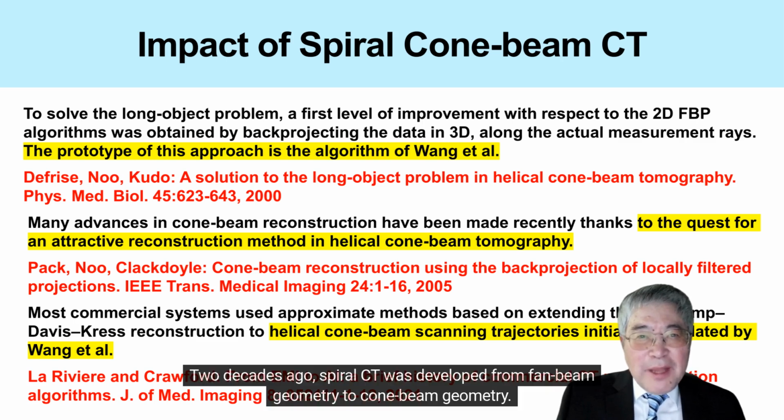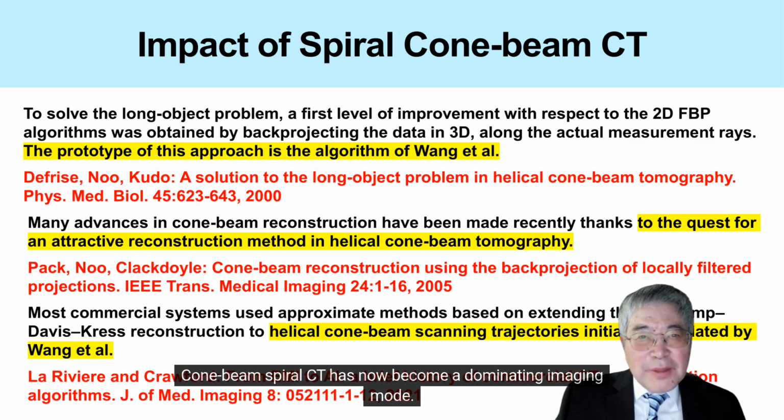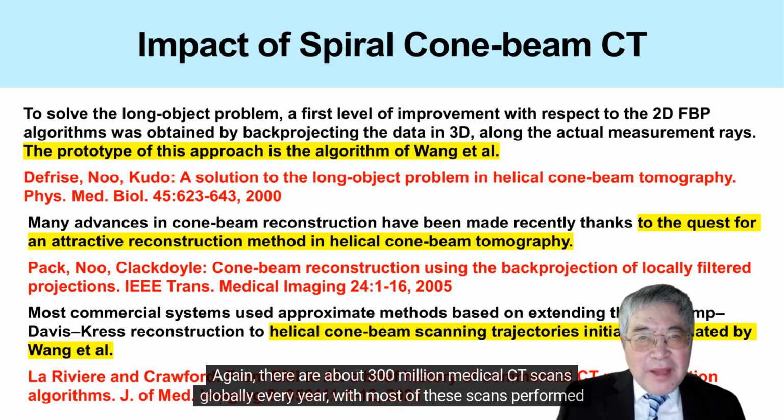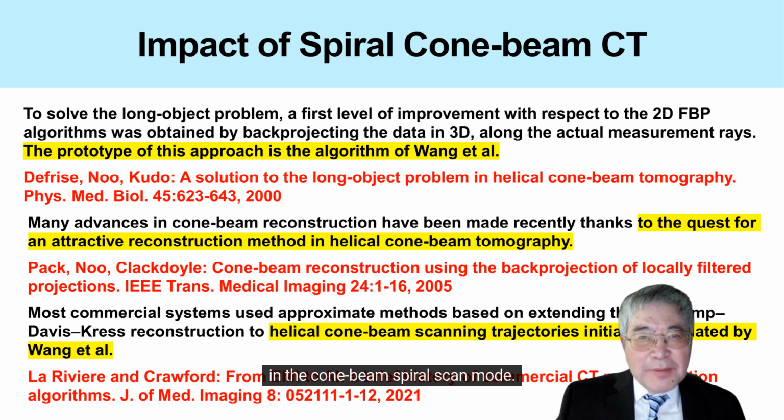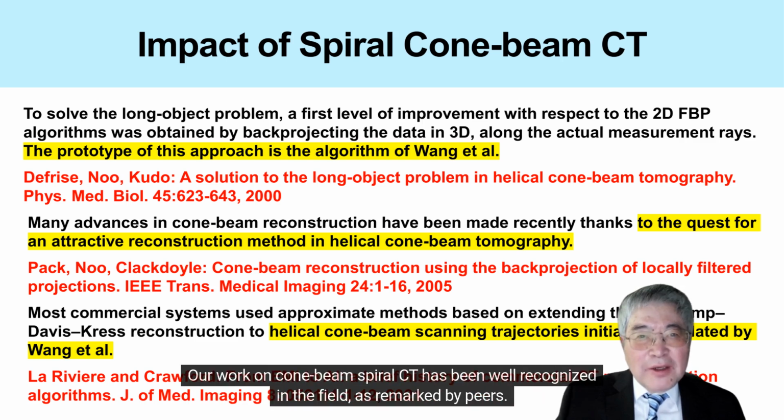Two decades ago, spiral CT was developed from fan beam geometry to cone beam geometry. Cone beam spiral CT has now become a dominating imaging mode. Again, there are about 300 million medical CT scans globally every year, with most of these scans performed in the cone beam spiral scan mode. Our work on cone beam spiral CT has been well recognized in the field, as remarked by peers.